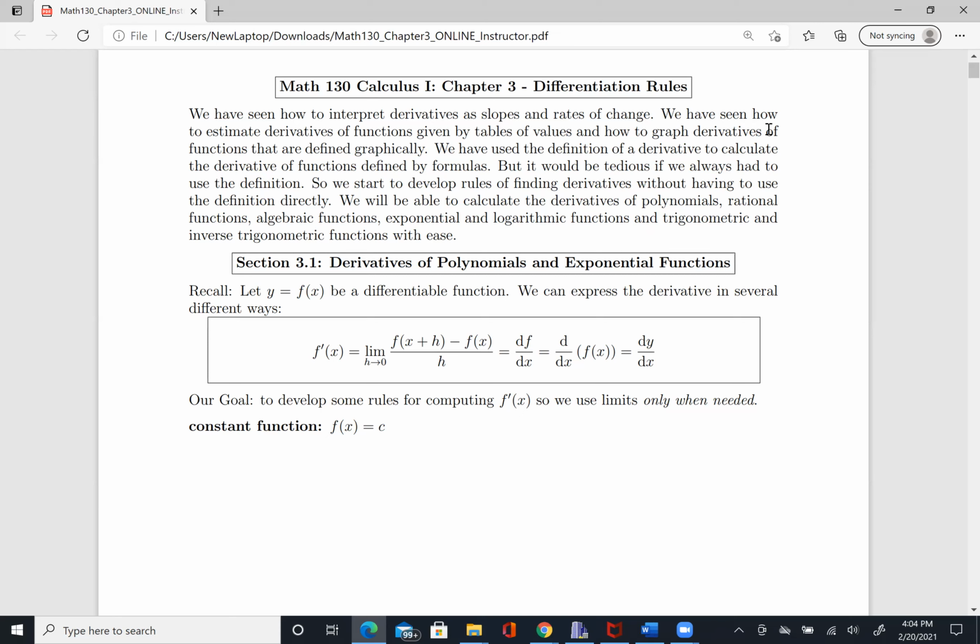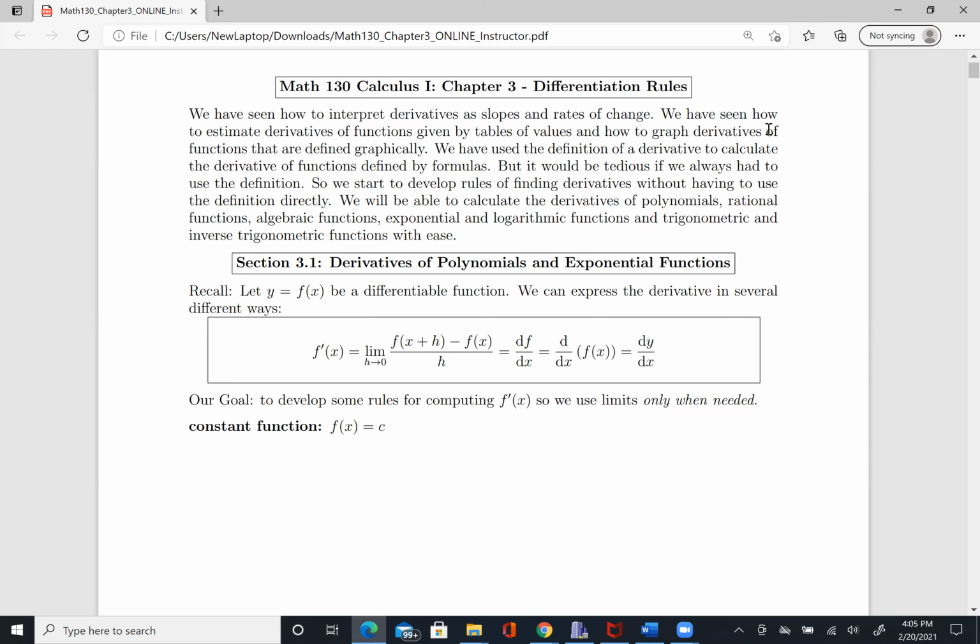We have used the definition of derivative to calculate the derivative of a function defined by formulas, but it could be tedious if we always had to use the definition, right? So we start to have some rules for finding derivatives in a shortcut way. We're going to have some formulas to do it. All right, so let's start with section 3.1, derivatives of polynomials and exponential functions.